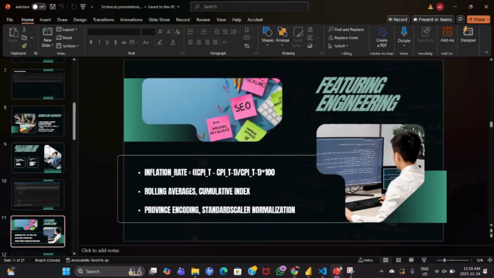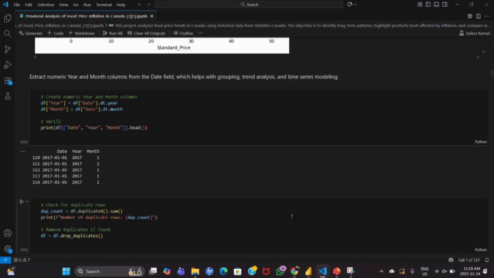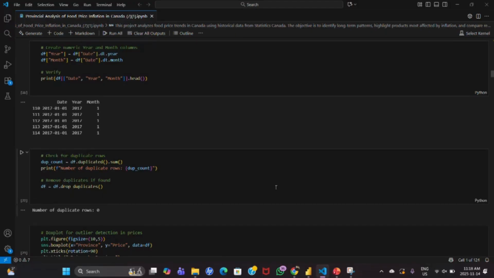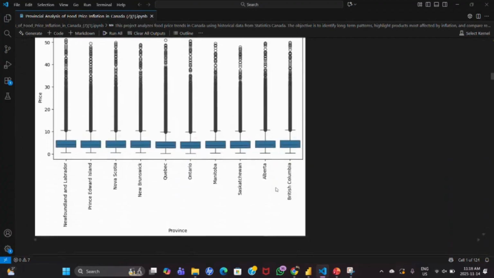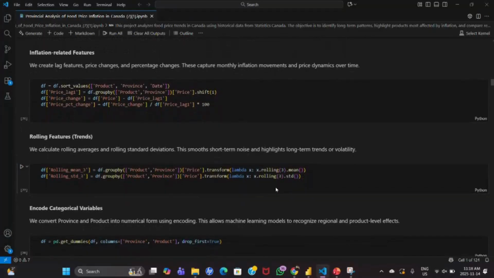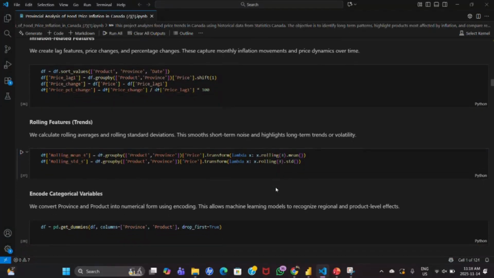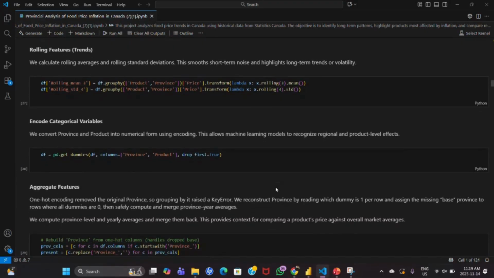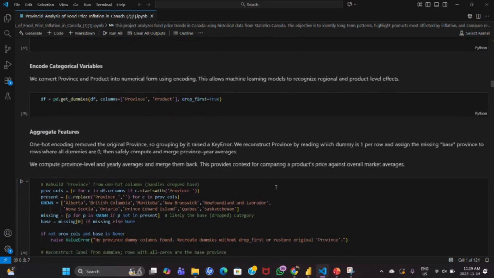We also created rolling averages, which smoothed month to month fluctuations, and a cumulative index to show the overall rise in food prices over several years. Since our models require numeric inputs, we applied province encoding and then scaled all features using a standard scaler to ensure uniformity across inputs. These engineered features significantly improved the model's ability to learn inflation behaviors.